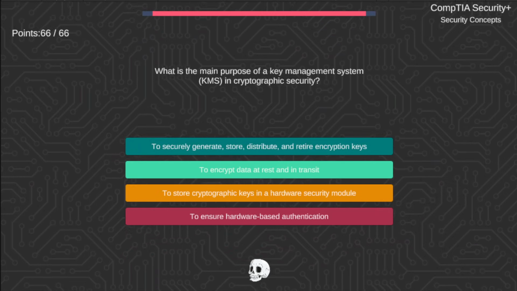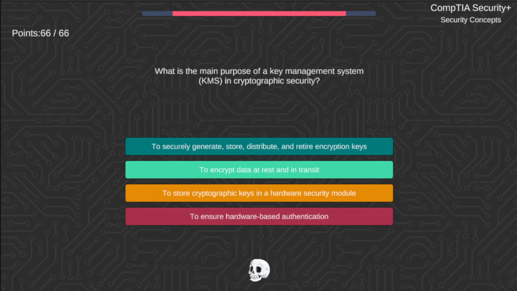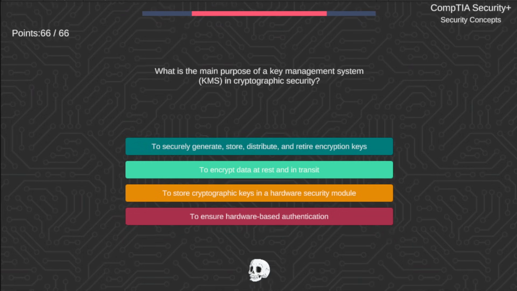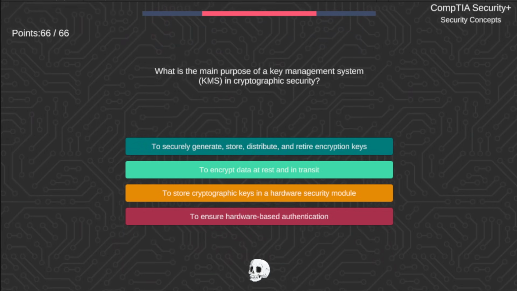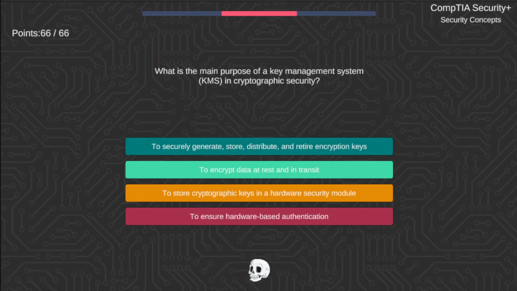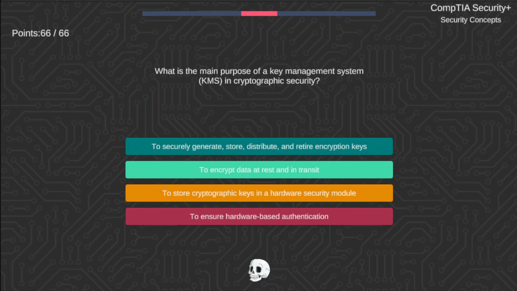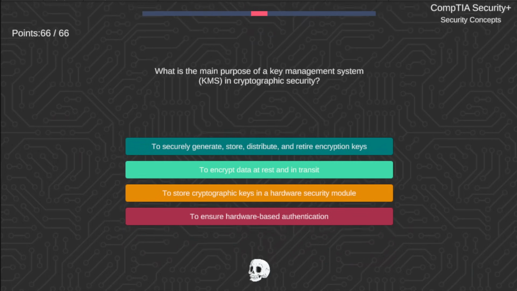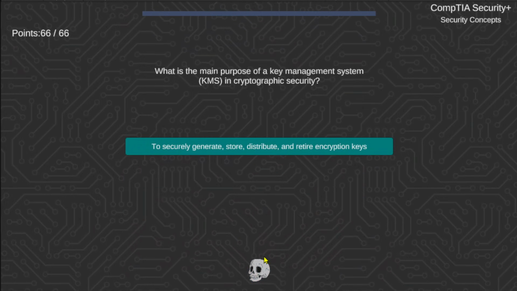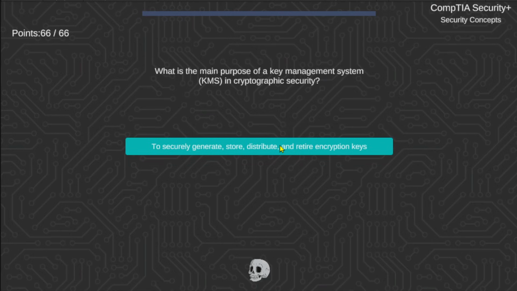What is the main purpose of a key management system in cryptographic security? KMS, key management system. To securely generate, store, distribute, and retire encryption keys, to encrypt data at rest and in transit, to store cryptographic keys in a hardware security module, or to ensure hardware-based authentication? The main purpose of a key management system. Correct answer is to securely generate, store, distribute, and retire encryption keys.